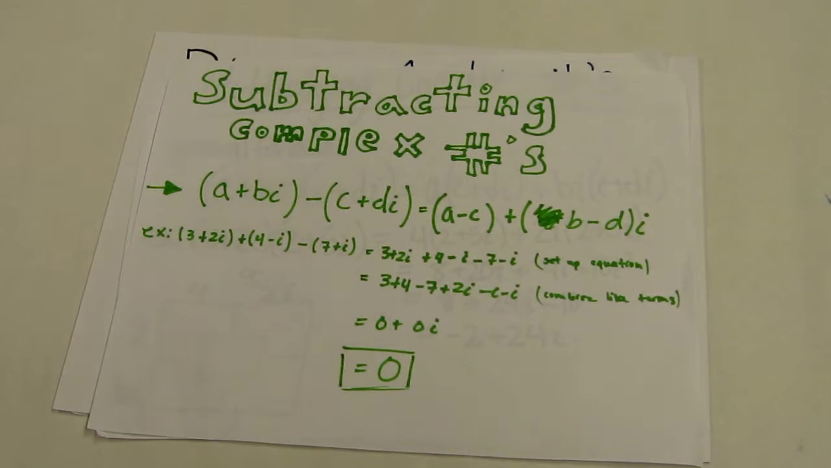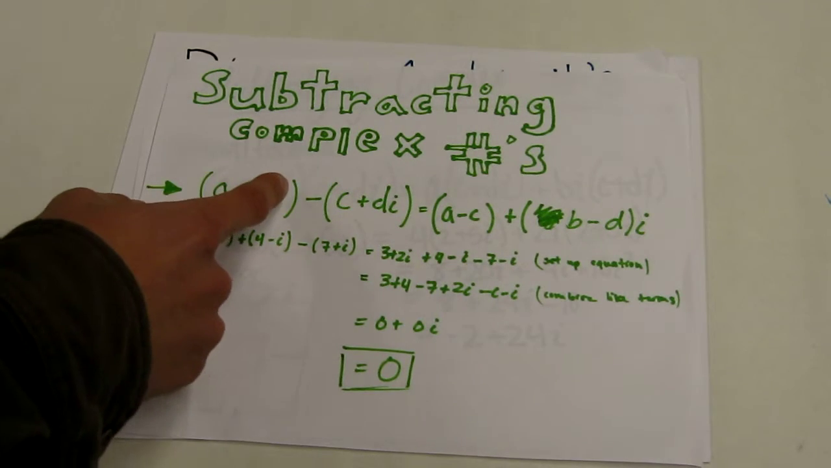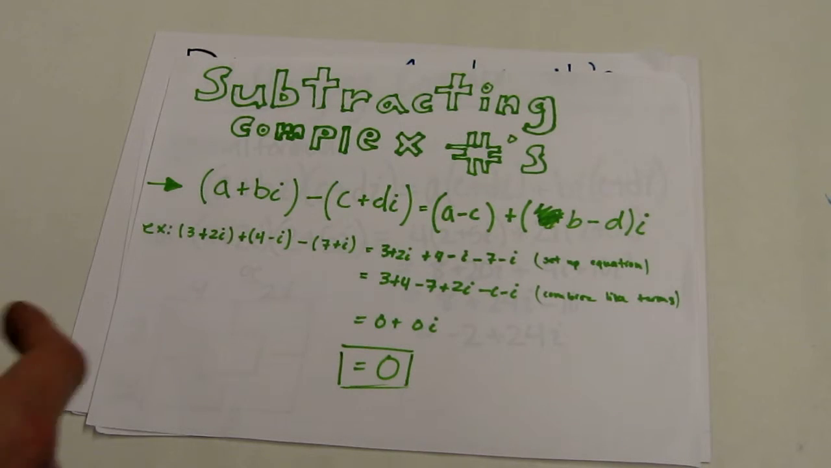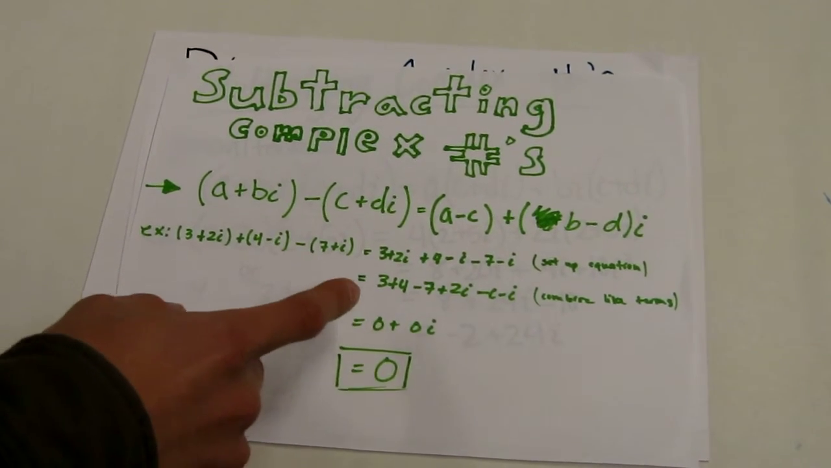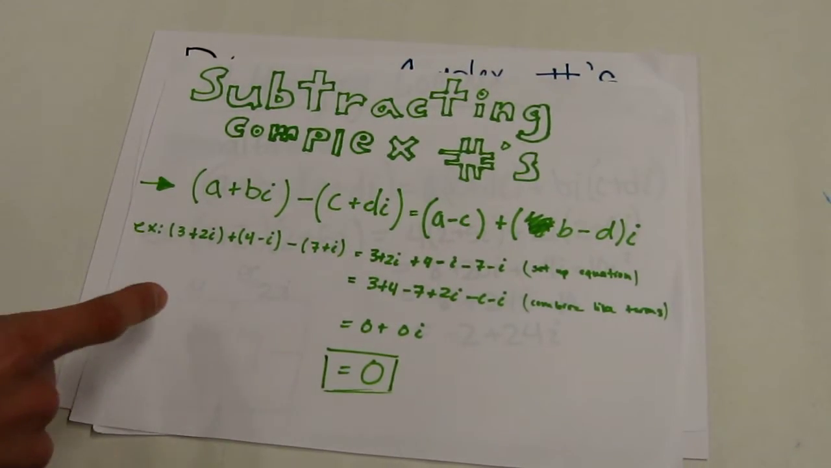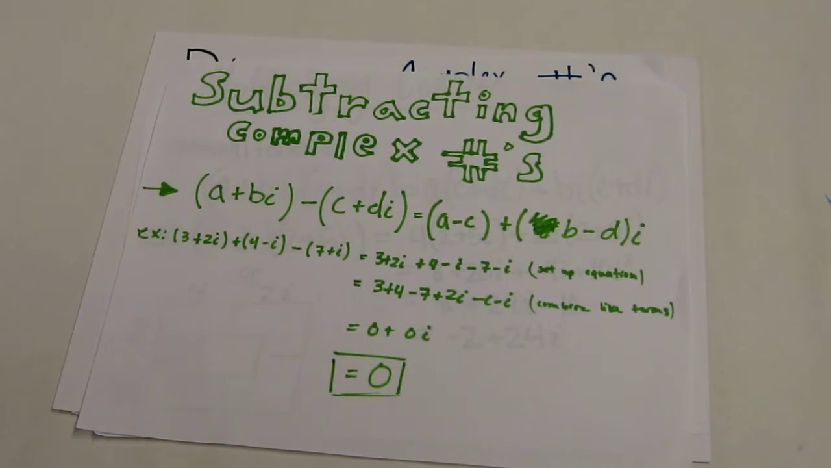Subtracting complex numbers. To subtract two complex numbers, you subtract the real and imaginary parts of the numbers separately. A plus bi and c plus di are in standard form, so the following equation is used to carry out the operation. First, remove the parentheses and set up the equation. Then, combining like terms, you eventually write it out in standard form, and in this example, the answer comes out to 0.